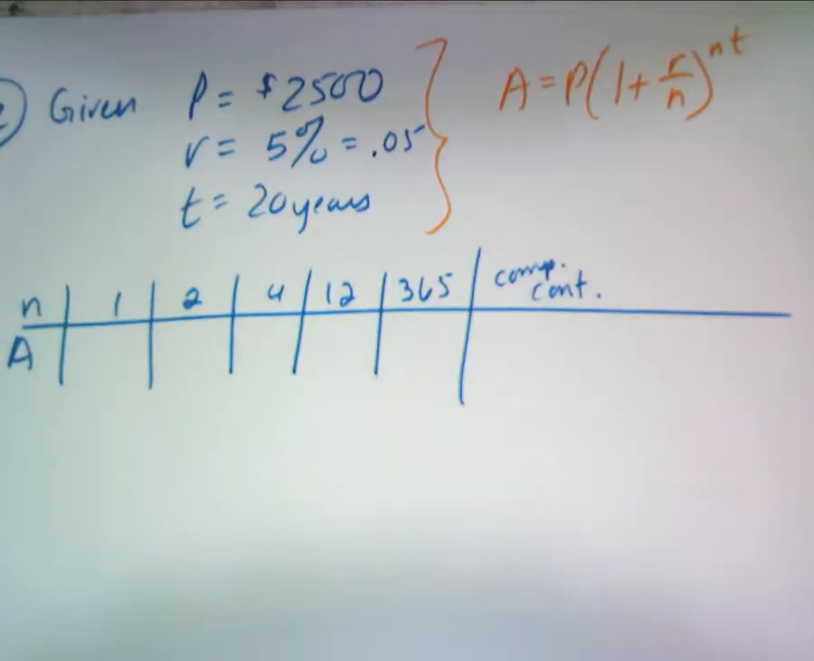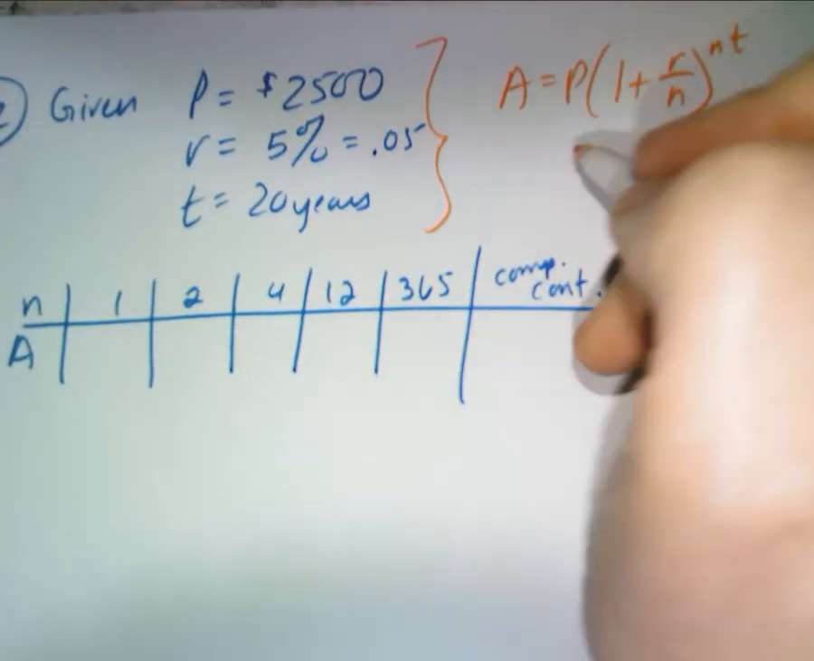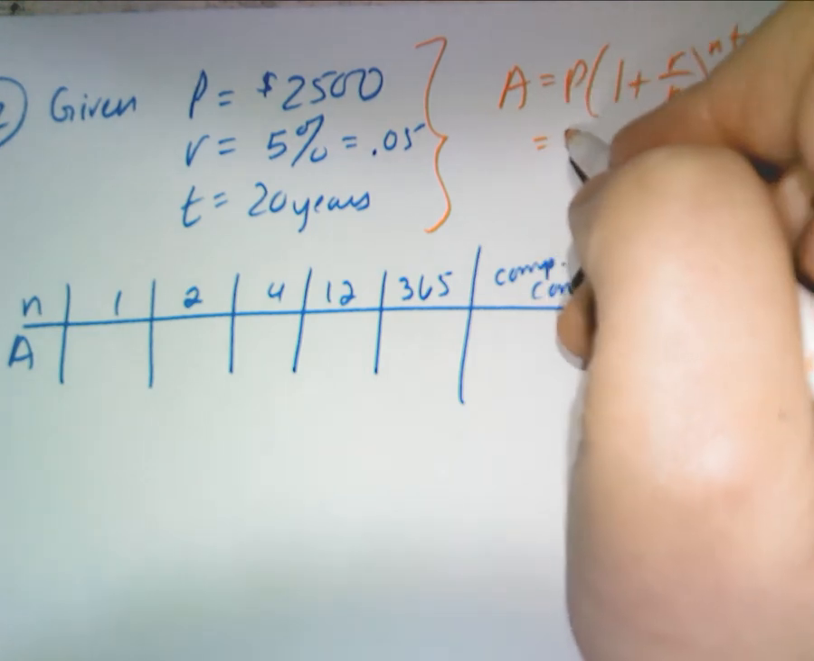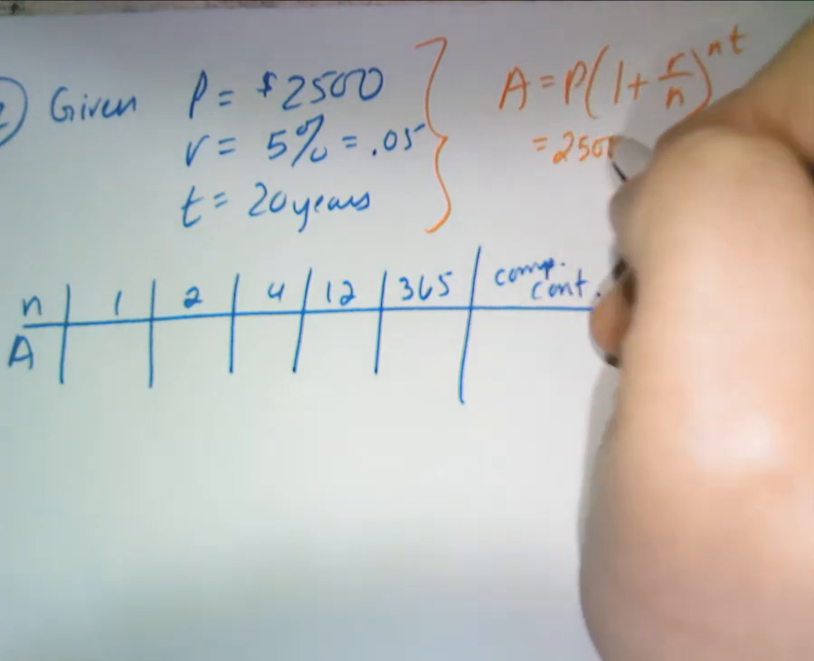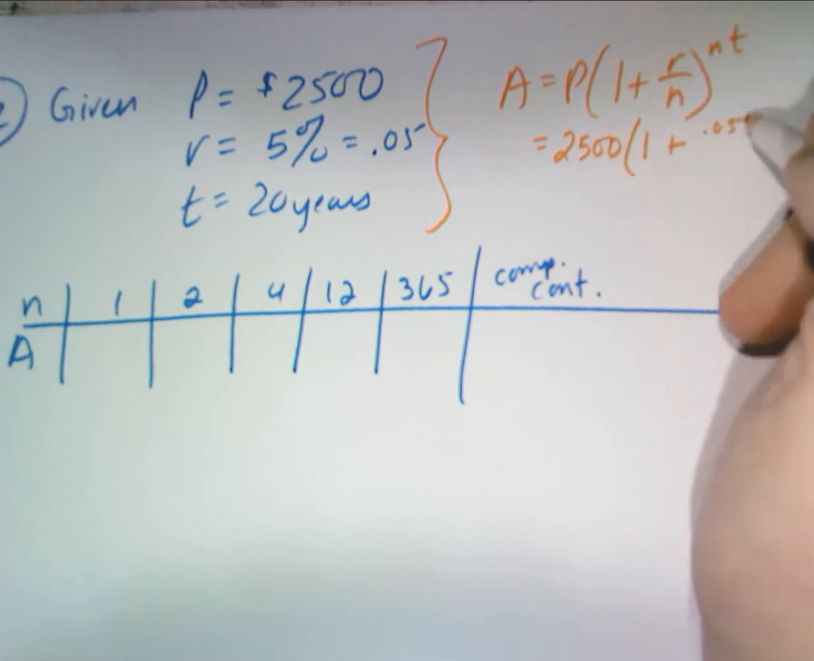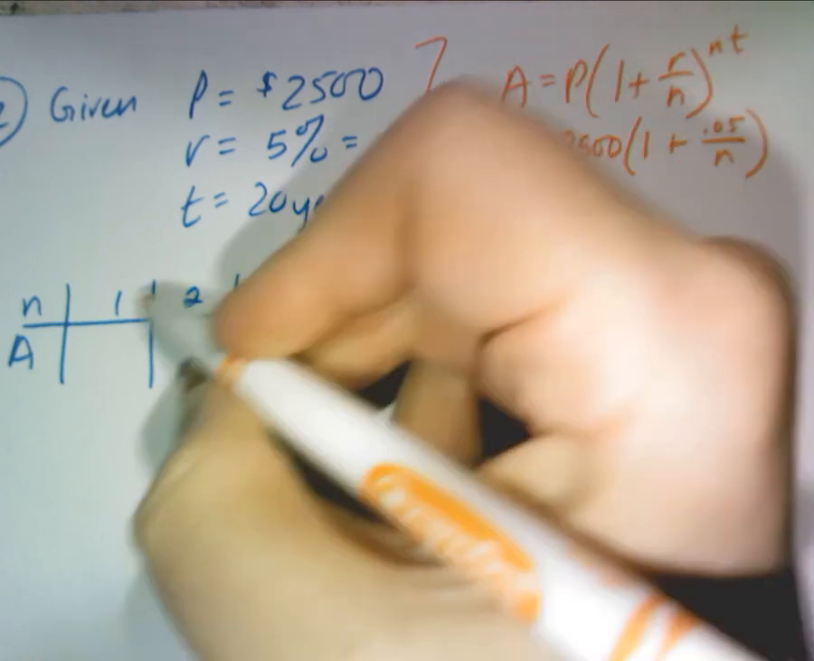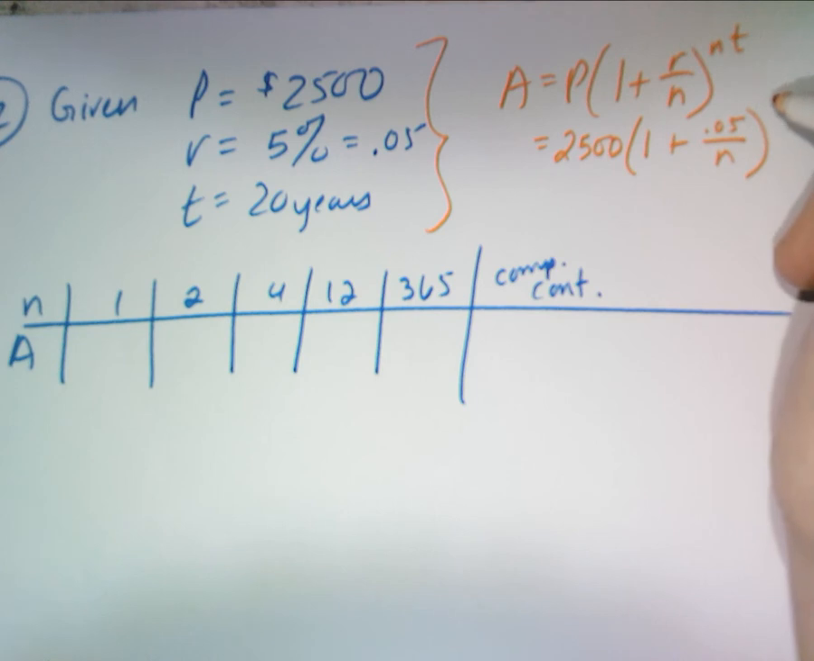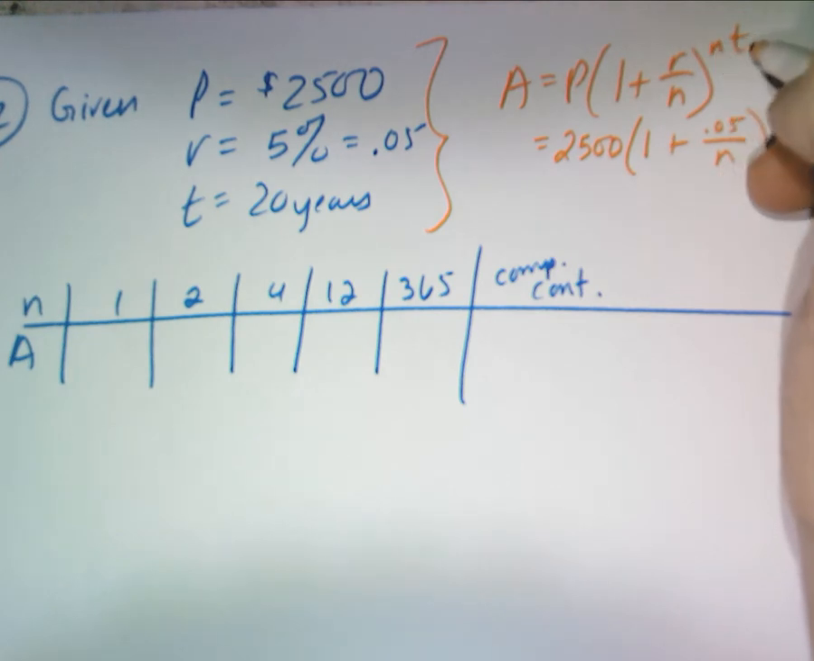So let me move that down. What am I going to put for P? 1 plus my r, which is 0.05. My n depends on what's in the chart, so I'll do that in a minute. To the n times t, so that would be 20n.